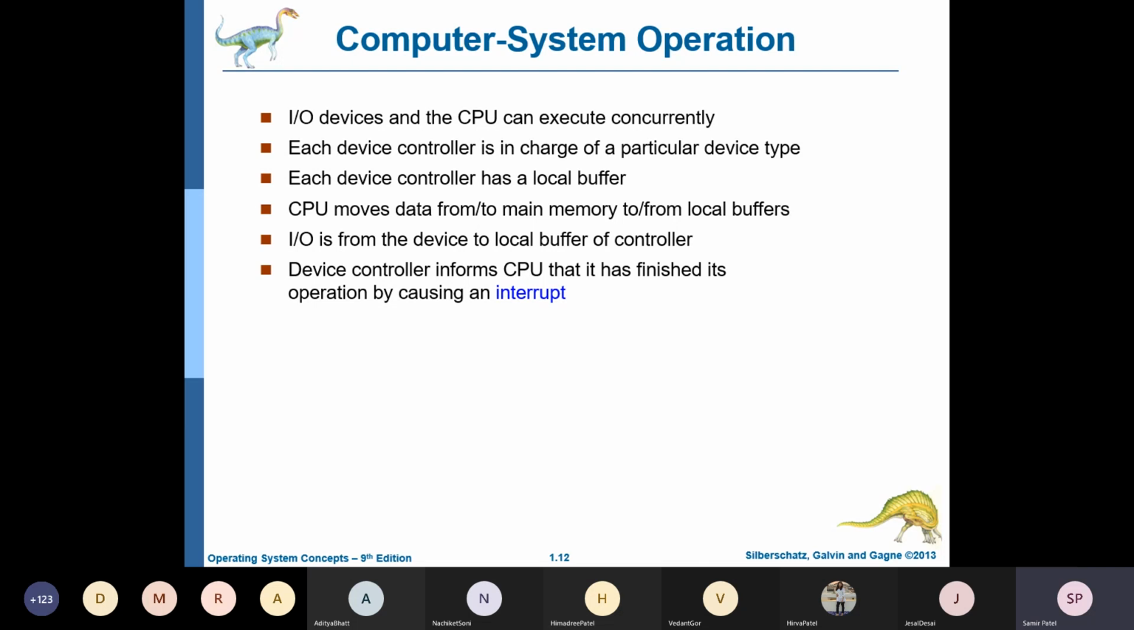So why this controller word is used here is because there could be a possibility that there is hardware circuitry, right? So that's why the operating system has to contact the controller of the hardware with the help of device drivers, and then it will communicate with that particular device in that way, right?